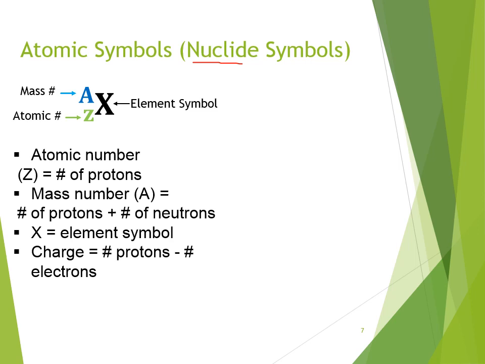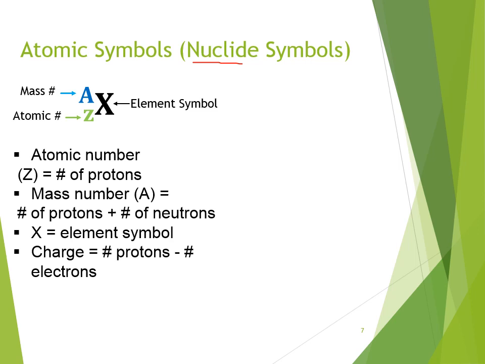You can see by this letter X, that is where the element symbol is going to go. The element symbols can be found on the periodic table, so depending upon what element you're talking about, that symbol is going to change. Carbon, for instance, is represented by the letter C, so we would put a C where that X is.